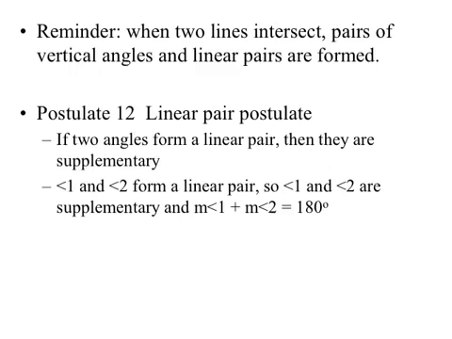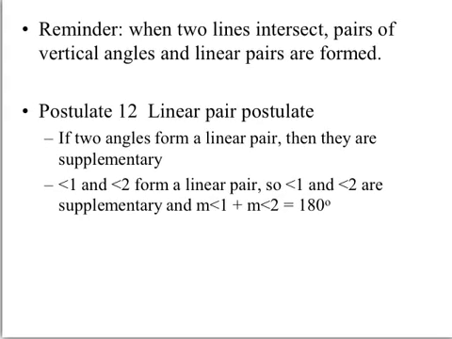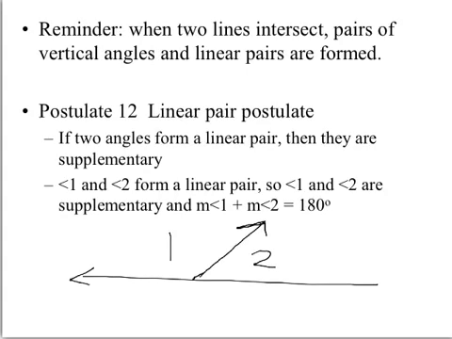Angle 1 and angle 2 form a linear pair, so angle 1 and angle 2 are supplementary, and the measure of angle 1 plus the measure of angle 2 equals 180 degrees.